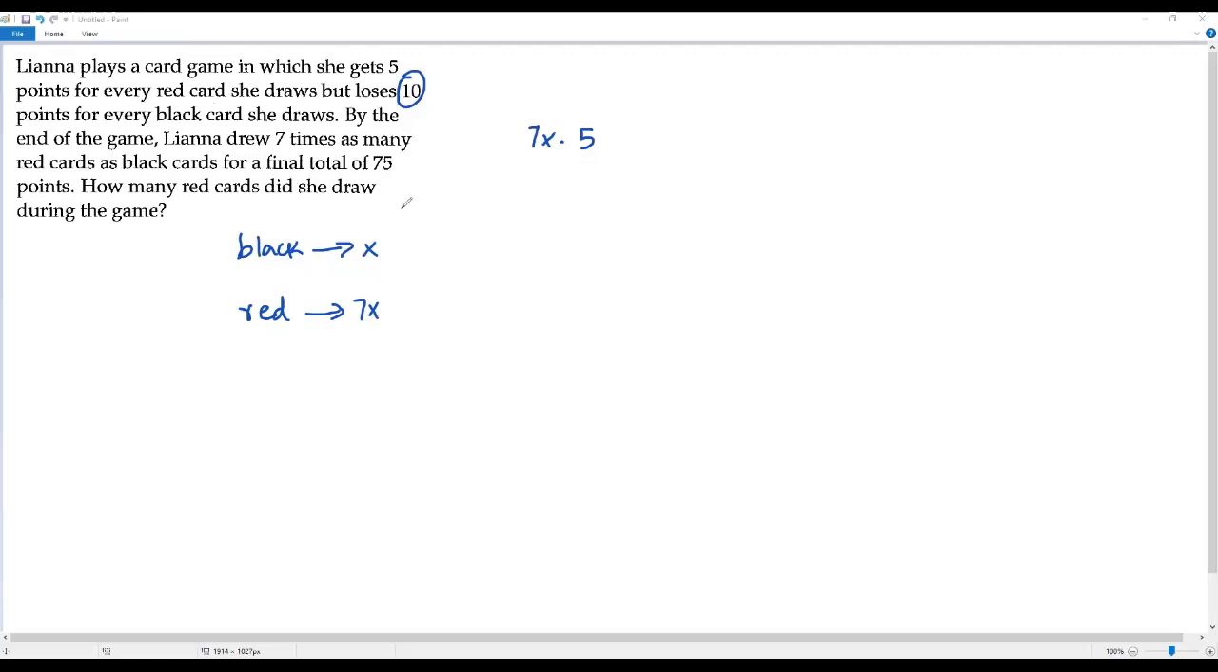And for one black card, she loses 10 points. Then how many points will she lose for X number of black cards? For that, the same logic, we have to multiply the number of black cards and the number of points she loses for one black card, that is 10. Since she loses 10 points, we have to take this 10 as negative 10. Then I'm getting positive X times the number of black cards times the number of points she is losing for one black card, that is negative 10. So this gives the total points at the end. So according to the information, she has a total of 75 points at the end. Then it has to be equal to 75.